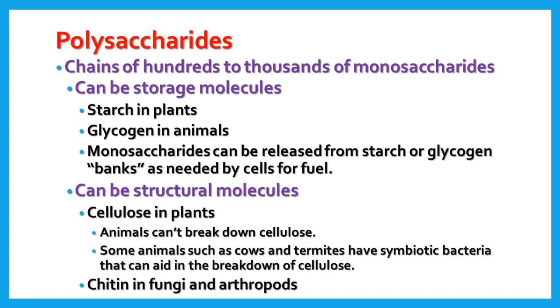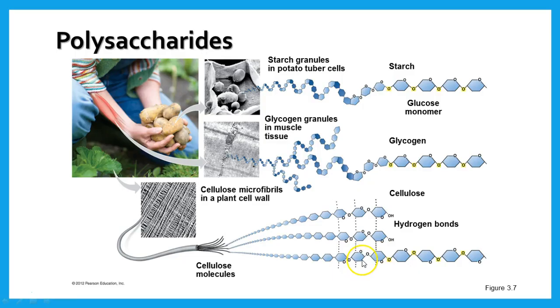Another type of structural polysaccharide is something called chitin. I know the word here looks like chitin, but it's chitin, and this is found in the cell walls of fungi, mushrooms and molds and things like that, and also in the exoskeletons or the shells of arthropods like insects and crabs and lobsters. So there are different kinds of structural molecules, but they're both polysaccharides.